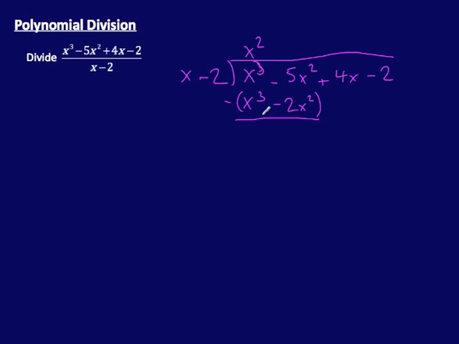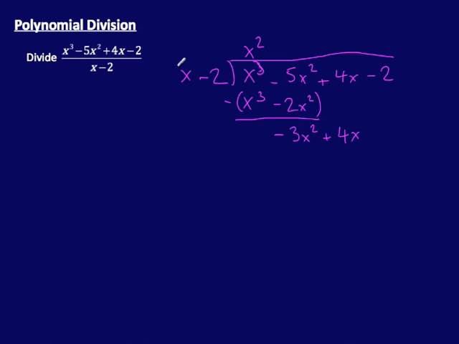The x cubed terms disappear. Negative 5x squared minus negative 2x squared is plus 2x squared because we're subtracting a negative. So we get negative 3x squared. Bring down the 4x, and we start again.